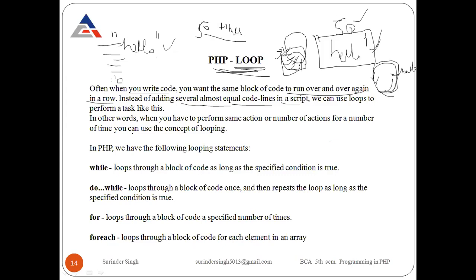Okay, now in the loop we have three looping statements, mainly: while, do while, and for. And we have another for loop, which is a for each, and is mainly used with the array. We will cover it when we cover the topic of array. And while is the simplest, first; it loops through a block of code as long as the specified condition is true. Now we will see how loops are executed. Second we have do while, and then we have a for loop.